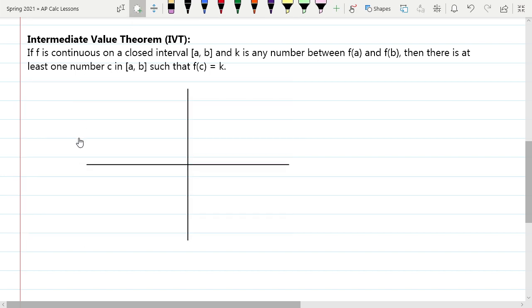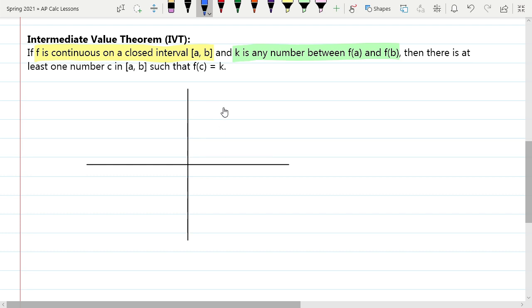So if I just have some random function, well, in fact, before I do that, let's point out the different conditions that are being discussed here. So it says if f is continuous on a closed interval, let me use a highlighter instead. So if f is continuous on a closed interval a to b, so that's the first of the two conditions. And then there's a second condition that says k is any number between f of a and f of b. So let's start by talking about that first condition. If f is continuous on the closed interval from a to b.